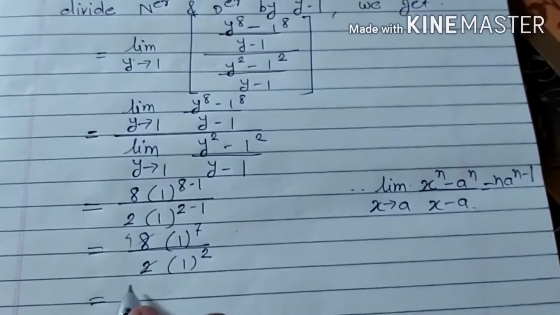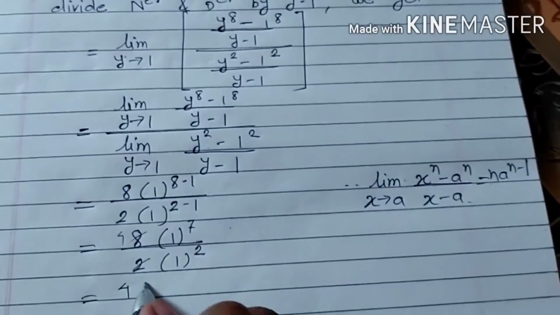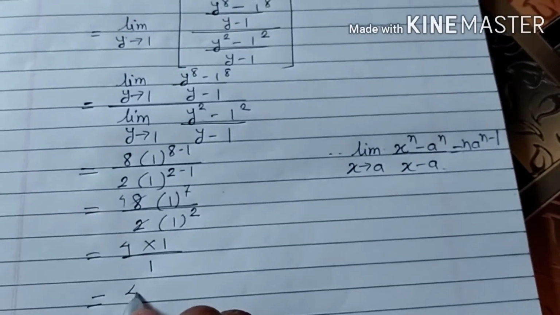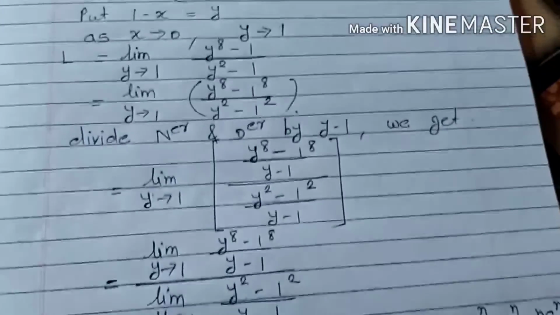2 4s are 8, so it is 4. We know that 1 raised to 7 is 1 and 1 square is 1. So our answer is 4. So this is our answer. Observe that.